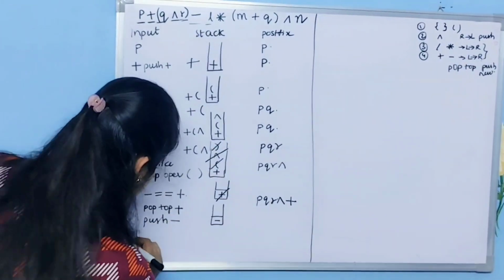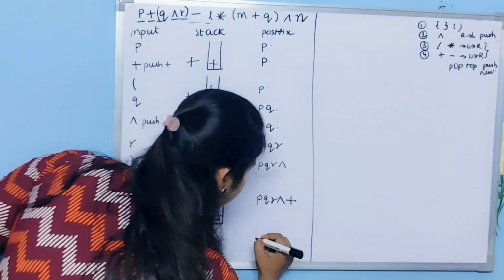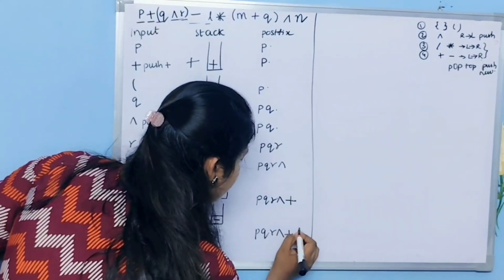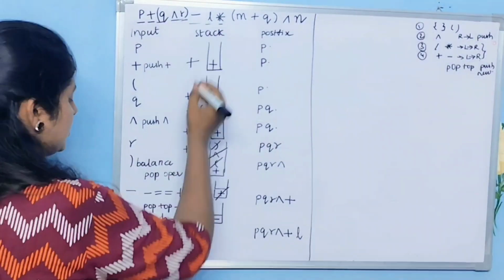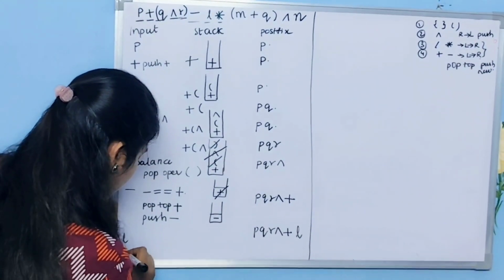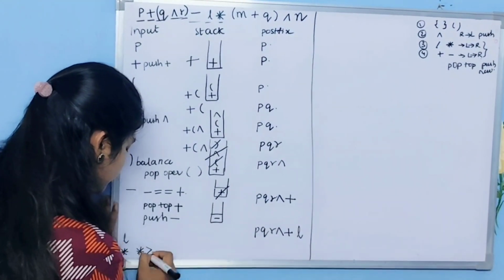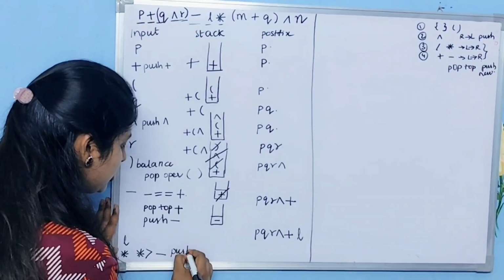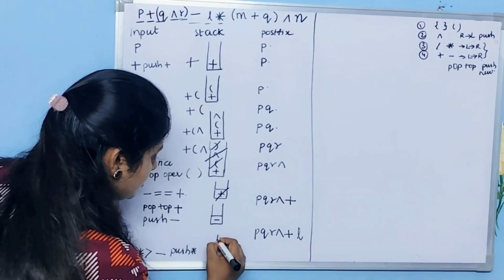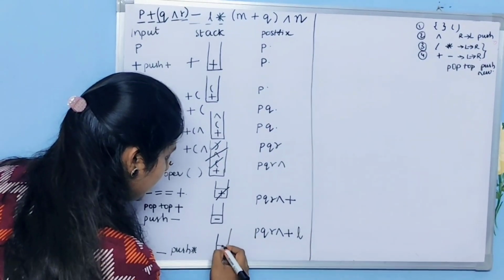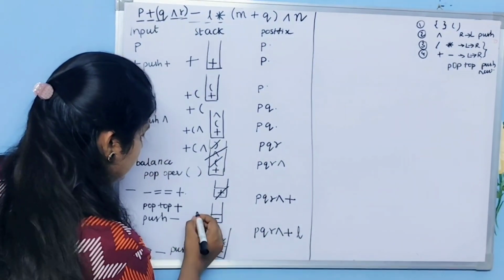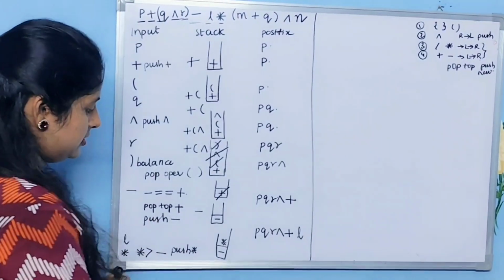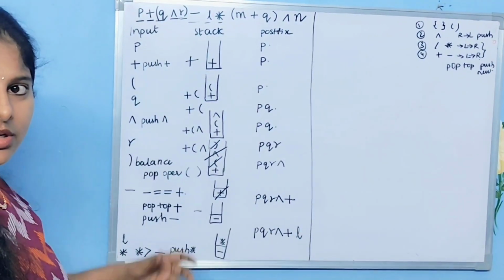L. So I will directly add it into postfix. After L is multiplication. So the incoming operator has higher precedence than the top of the stack, so you can directly push. Okay. So now what is there in the stack? Minus, this. Okay. Right. I hope you have understood till here.